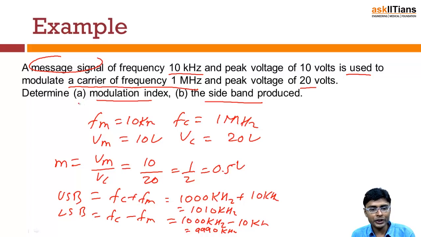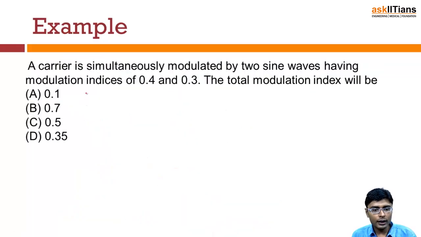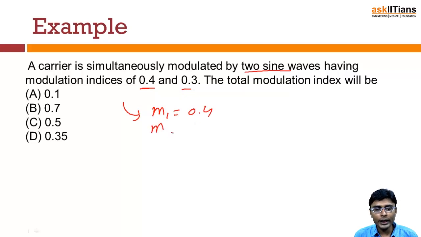Let's move on to the next question now. A carrier is simultaneously modulated by two sine waves having modulation indices of 0.4 and 0.3. The total modulation index will be? In this case, we are given that there are two modulating signals, and one of them has the modulation index M1 equal to 0.4, and the modulation index for the other signal is 0.3. So what will be the resultant modulation index for the final AM signal?